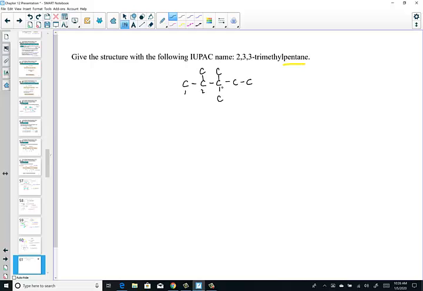In a backbone of 5 carbons, 1, 2, 3, 4, 5. So there's the backbone in that zigzag fashion. Carbon number 2 has a methyl group, so I'm going to make a branch. Carbon number 3 has 2 methyl groups, so that gives me 2 branches at carbon 3. And that's the line structure for 2,3,3 trimethyl pentane.